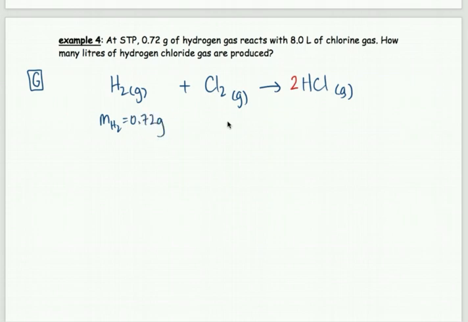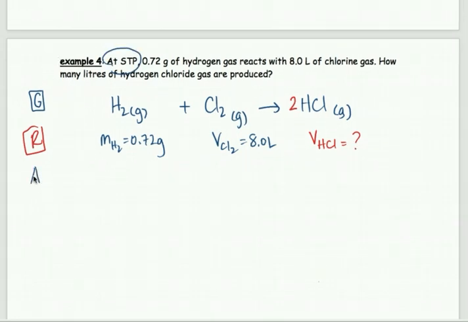And it reacts with 8 liters of chlorine gas. How many liters of hydrogen chloride are produced? So that's the unknown. So you have to start thinking about how we go about solving this one here.